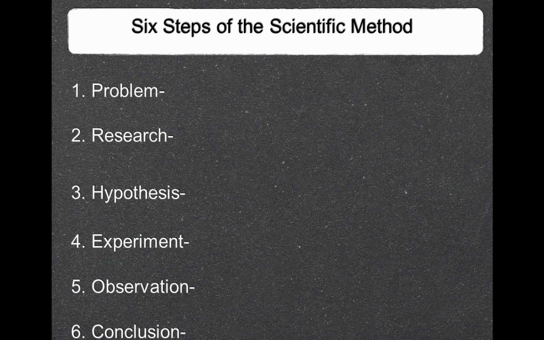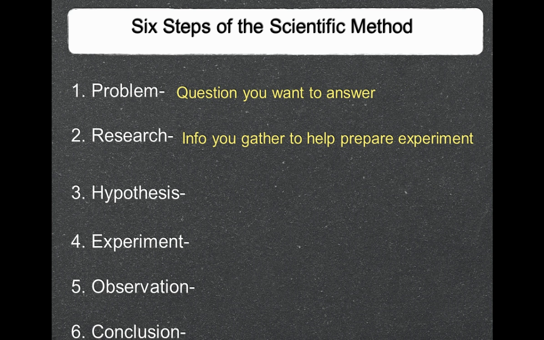So in the problem step, we start with a question that we're asking. I just want to answer the question. In the research, we find some background information about whatever topic we're going to be studying. And then we're into the hypothesis stage. Again, we're using a new definition for hypothesis. Not an educated guess anymore. What definition do we start to use?